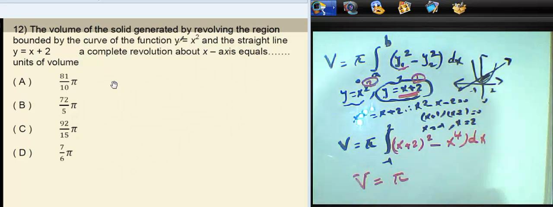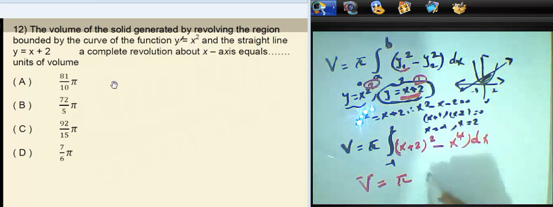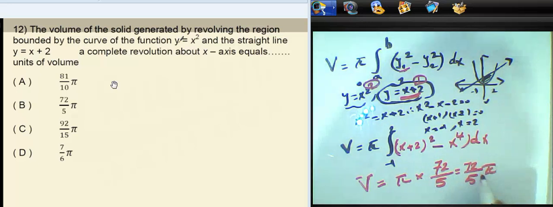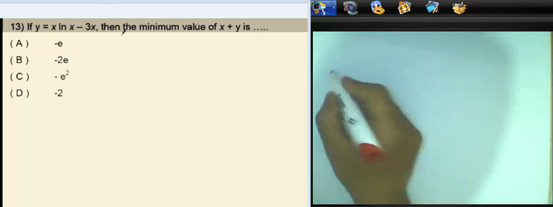The result by using the calculator... wait with me, I will close the video and complete with you. Okay, the result here equals 72 over 5, in units of volume. Choose letter B. Question 13.